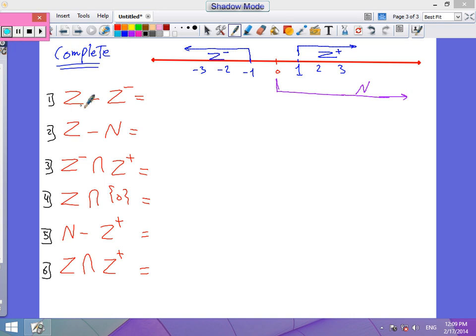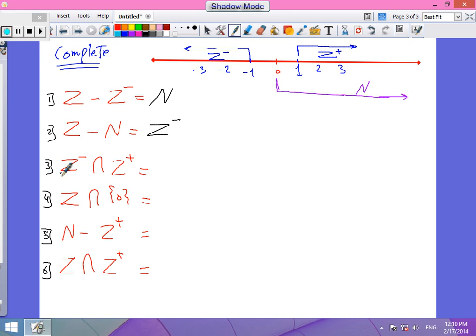Okay, number 1, Z difference Z negative. Z is all the number line, positive and negative and 0. For the difference, we can cancel the Z negative like this. Then we have 0, 1, 2, 3, and so on, which is N, the set of natural numbers. Number 2, Z difference natural numbers. We cancel here 0, 1, 2, 3, and so on. Then the remainder will be Z negative.